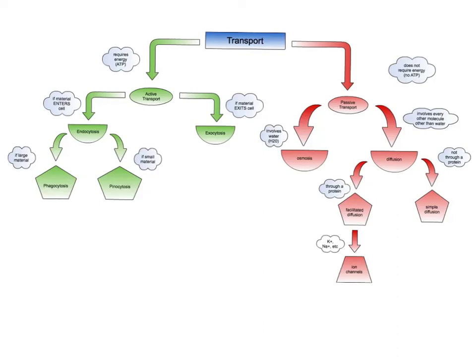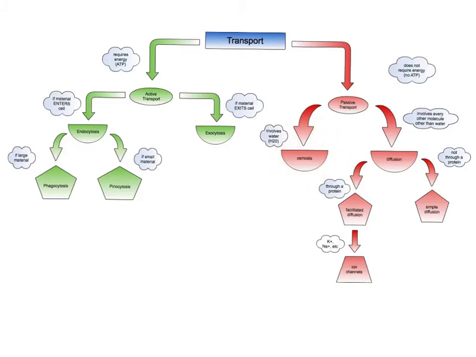Okay, now here is an overall diagram of cell transport. If you notice, we've got it split up with active transport and, in red, passive transport. Let's take a look first on the right at passive transport. In passive transport, we have the movement of water with osmosis.